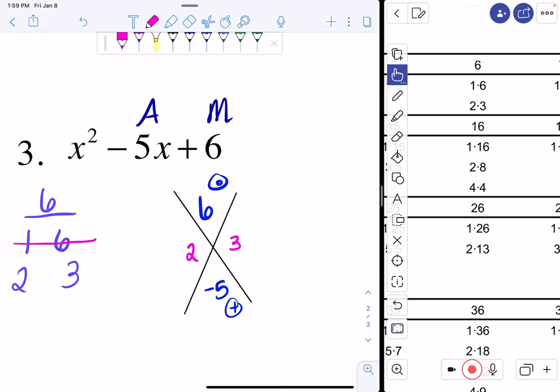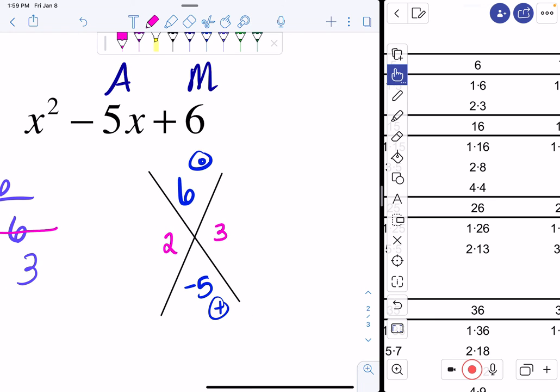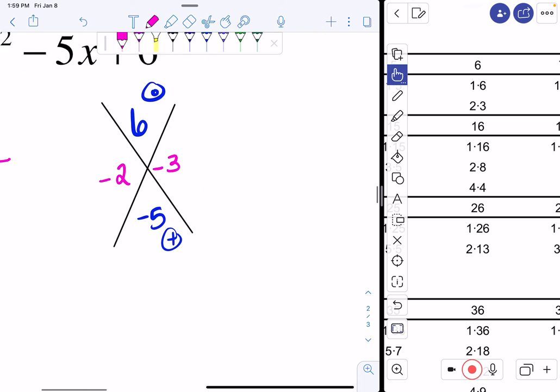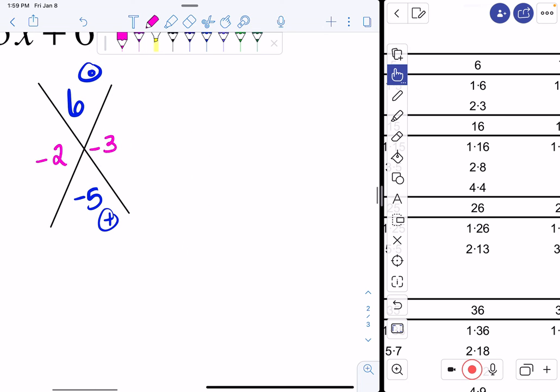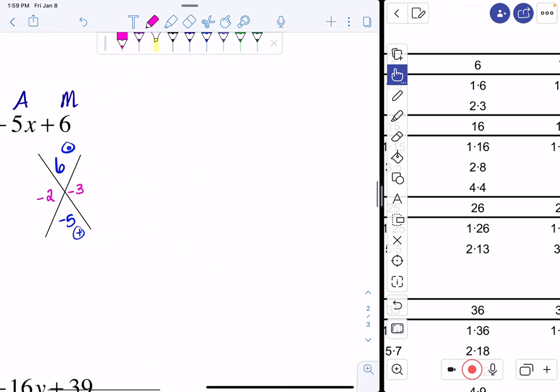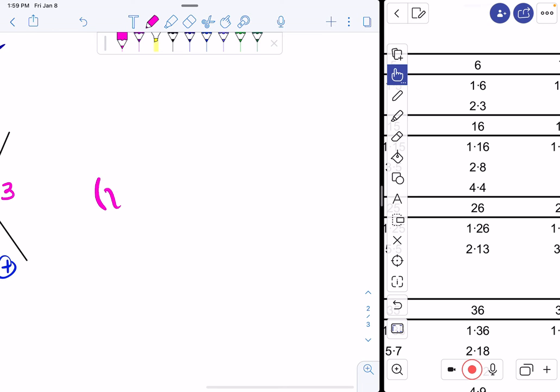But let's see. 2 times 3 is 6. 2 plus 3 is 5, not negative 5. I want a negative, so let's make them both negative. Negative 2 times negative 3 is a positive 6, and negative 2 plus negative 3 is negative 5. We just factored to be x minus 2, x minus 3.